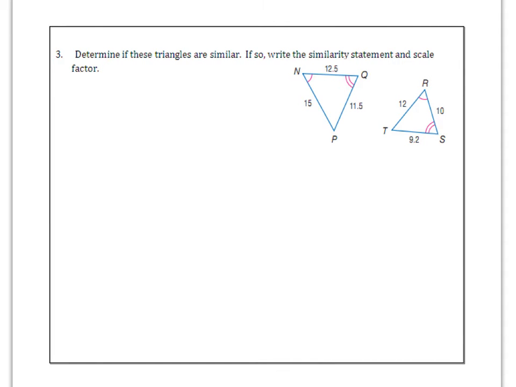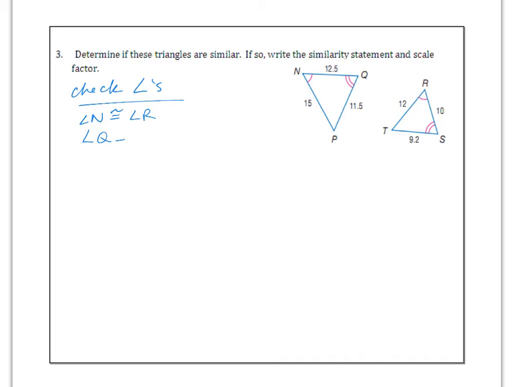Number 3, determine if these triangles are similar. If so, write the similarity statement and the scale factor. All right, so first we're going to check the angles. Okay, so I can see angle N has one curve. It's congruent to angle R.